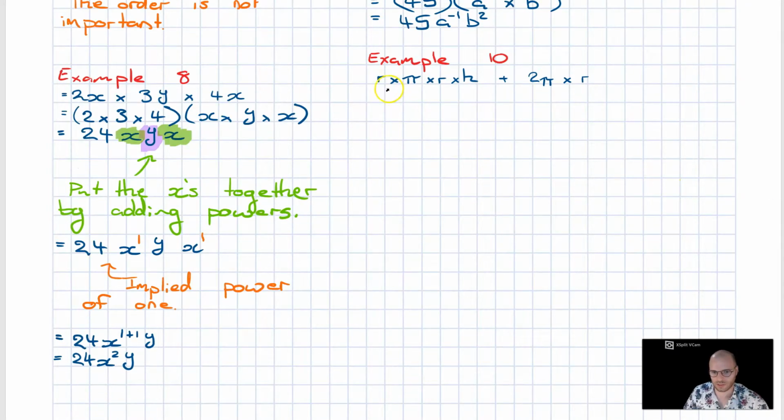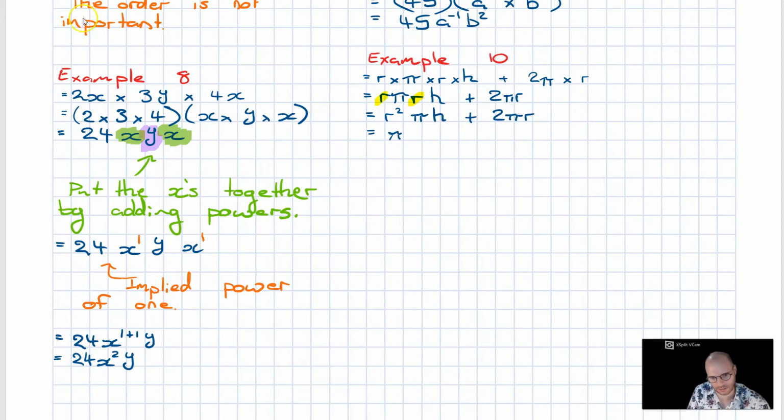Example 10, we have r times pi times r times h plus 2 times pi, or 2 pi times r. So quite a simple one here. All we need to do is get rid of the times to begin with. So r pi r h plus 2 pi r. Then we're going to deal with these two r's here. So that's going to become r squared pi h plus 2 pi r.